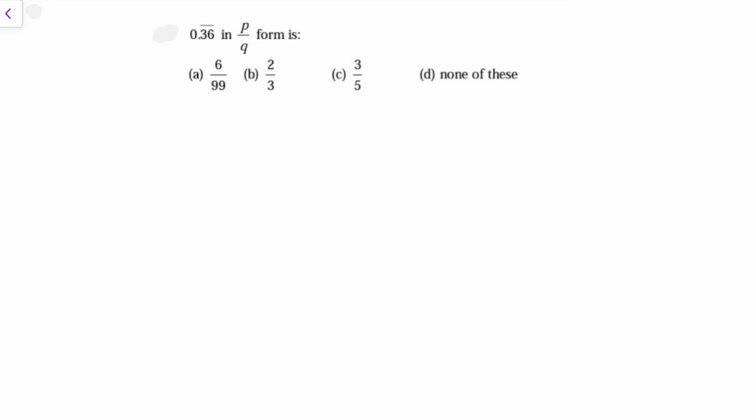Next, 0.36 bar in p by q form. Here the bar is over both the digits 3 and 6. First, take the given number as x.